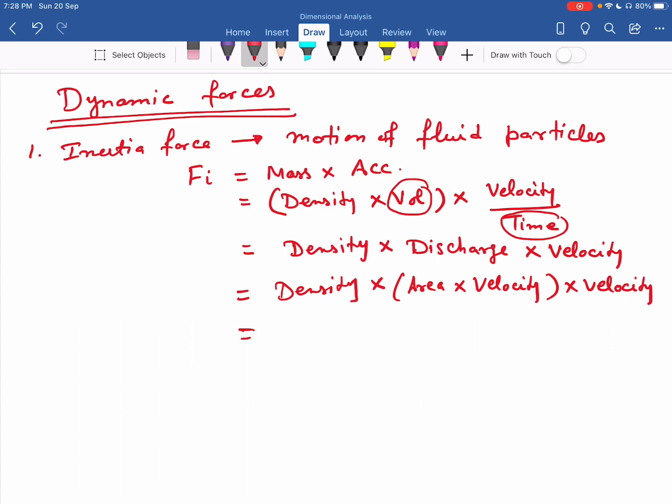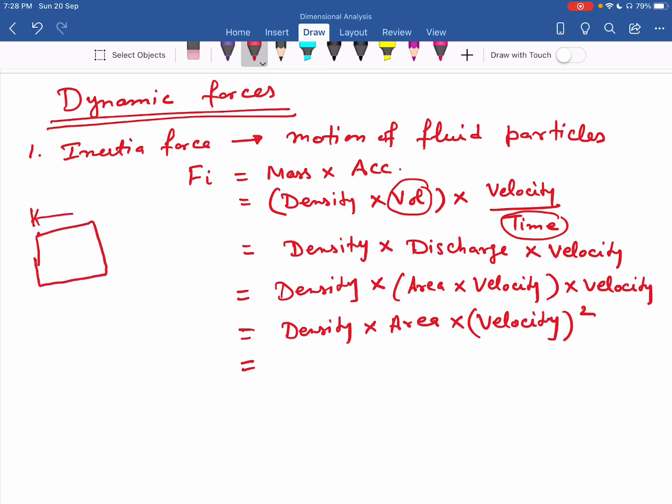So this is equal to density into area into velocity square. If I write in terms of symbols, if I have a sphere element with the dimension L, I can write it as density rho, area L square, and velocity V square. So this is my inertia force.